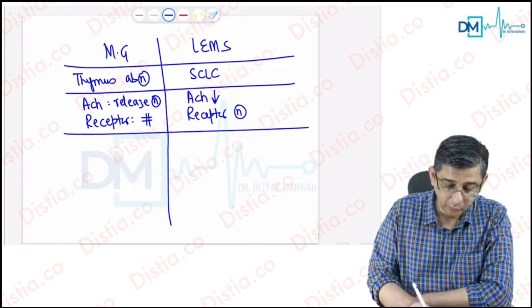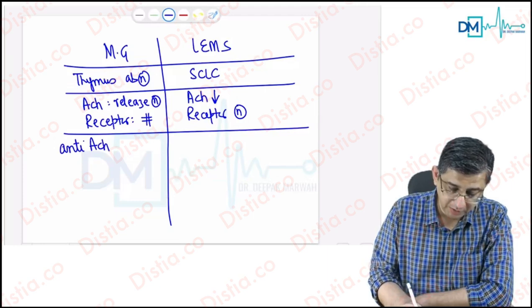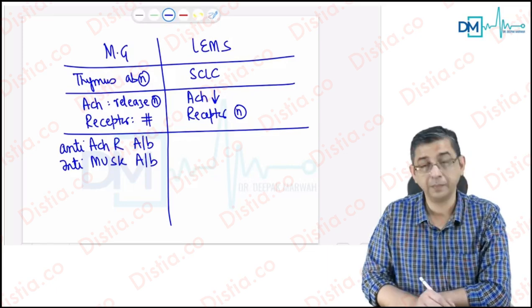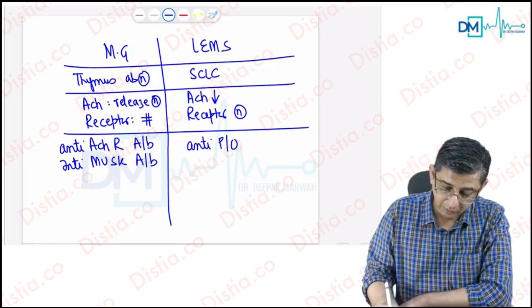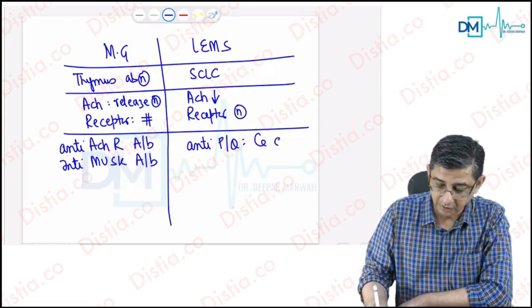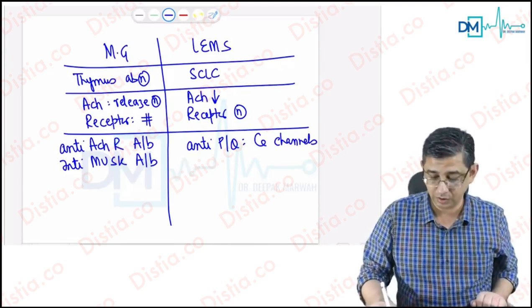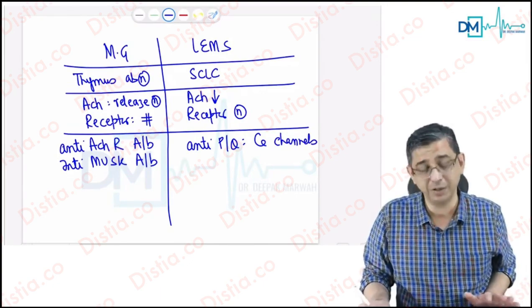On the left hand side, the antibodies involved are multiple, but the key ones to be remembered are anti-acetylcholine receptor blocking antibody and anti-MuSK. The third that you can remember, though I'm not writing it here, is anti-LRP4 antibody. On the right hand side, the name of the antibody is anti-P/Q. This antibody acts on voltage gated calcium channels, which help in release of acetylcholine at the neuromuscular junction.